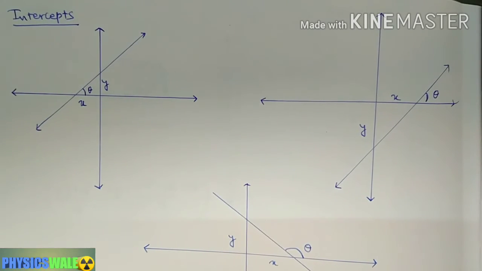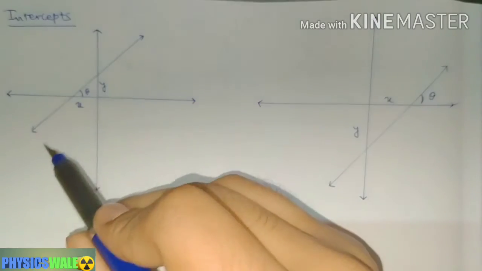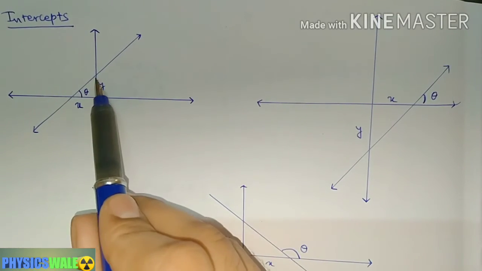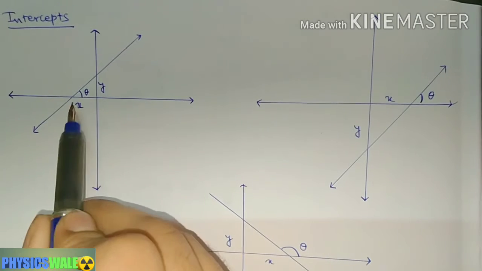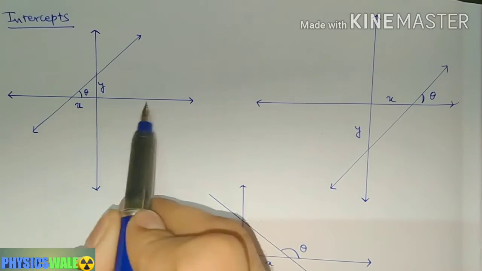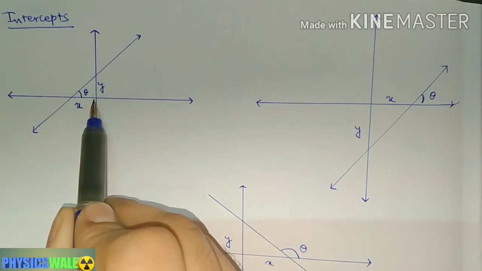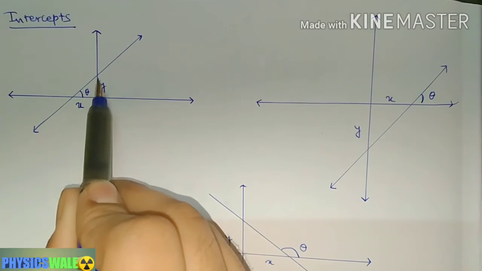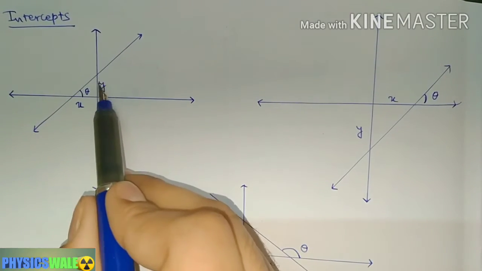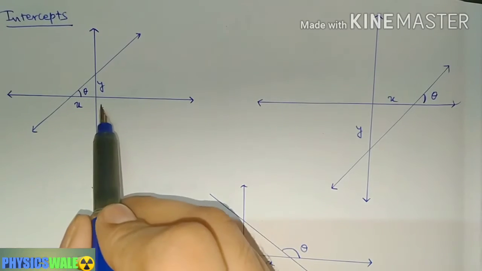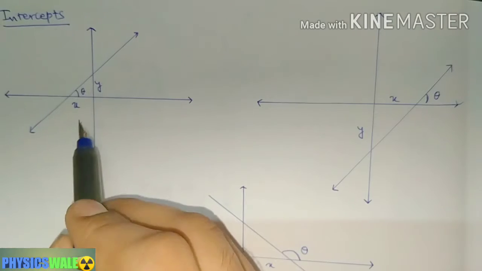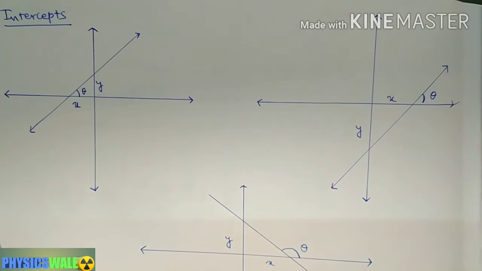Now let us talk about intercepts. See, this line intersects the x-axis at this point and the y-axis at this point. So this distance between the origin and the point where the line intersects the x-axis is called the x-intercept of the line, while this distance between the origin and the point at which the line intersects the y-axis is called the y-intercept. We can see that this line has a positive y-intercept and a negative x-intercept.